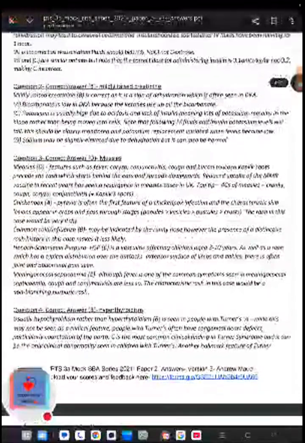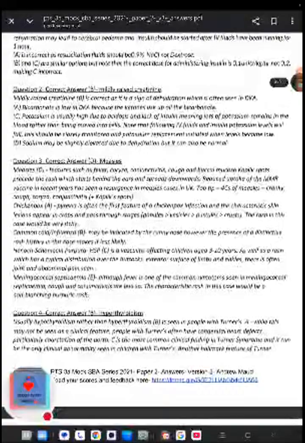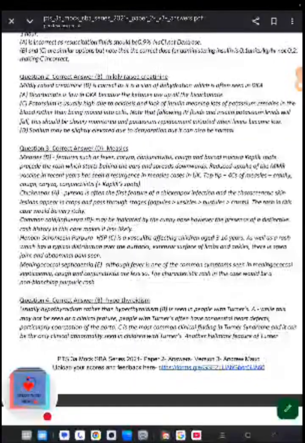So talking about DKA, in DKA there is a raised creatinine due to dehydration, and bicarbonate is low in DKA because the ketones use up all the bicarb. So bicarb will be used up. Potassium is usually high due to acidosis and lack of insulin. Lots of potassium remains in the blood rather than being moved into the cell.